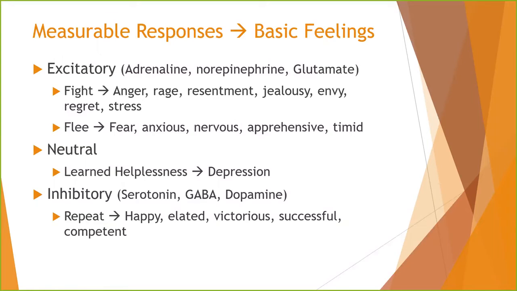And then inhibitory responses. When we're talking about neurotransmitters, we call them excitatory, or rev up, and inhibitory, or calm down. Inhibitory responses are your calming ones. Serotonin, GABA, and dopamine. Dopamine is your main pleasure chemical. It tells you, let's do that again.